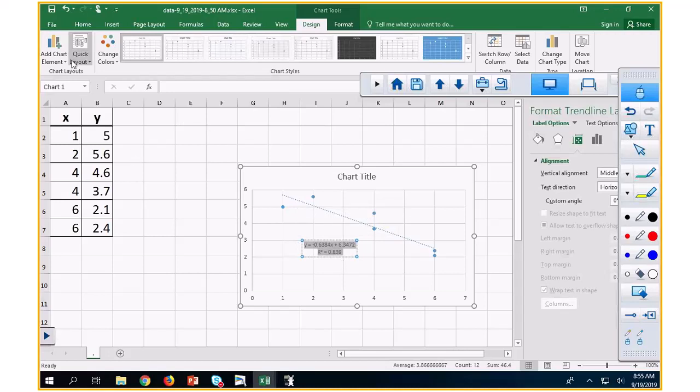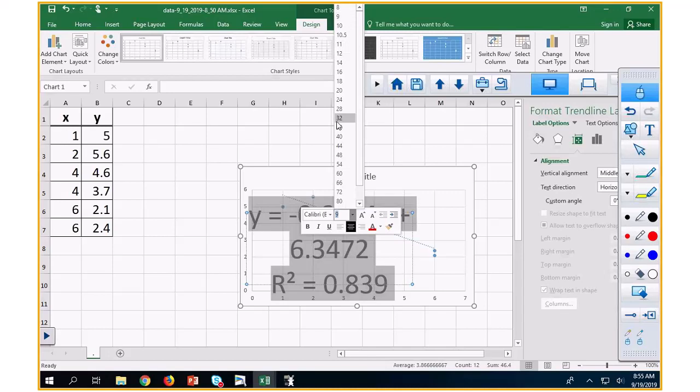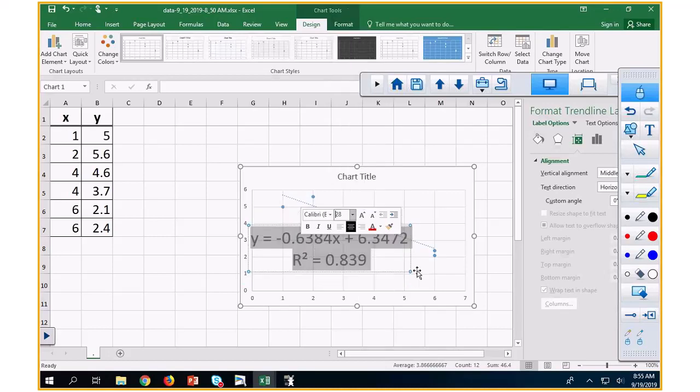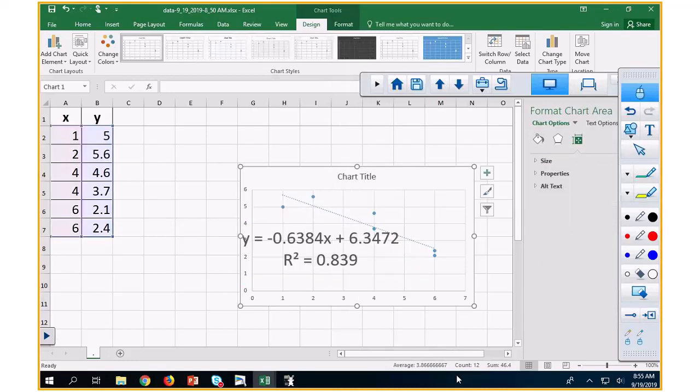Hold on, I'm trying to make this bigger. I don't know where my text is. There we go. Okay, that's what you should have.